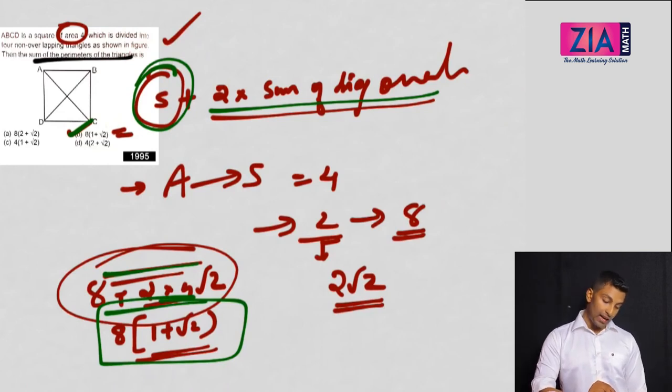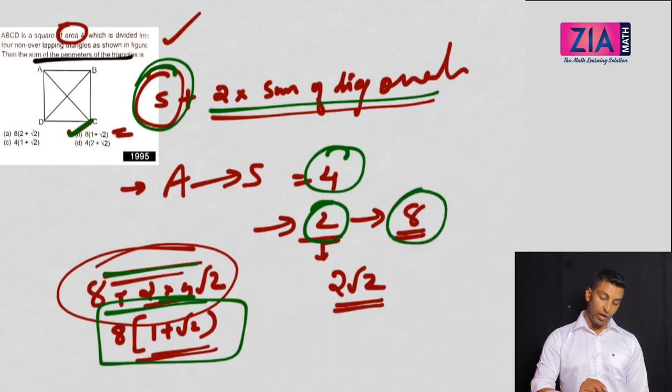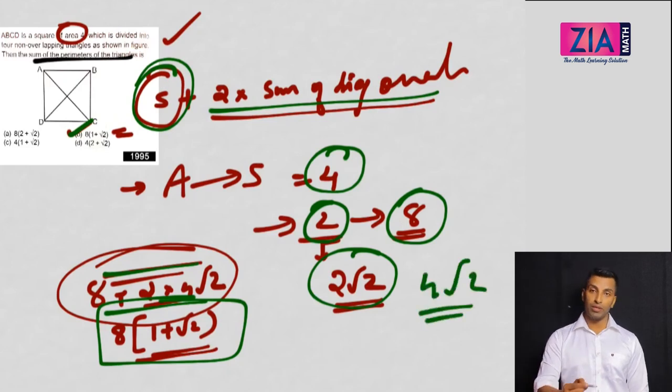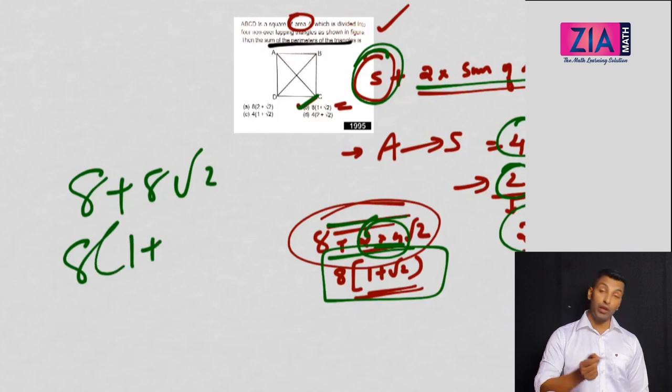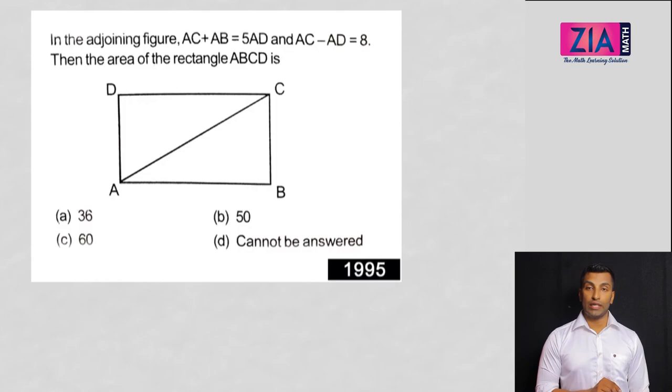So now from the area, which is equal to 4, you got the side which is 2, so the perimeter of the square you get 8, diagonal 2 root 2. So sum of 2 diagonals means 4 root 2. Then take 2 times of it, so that is actually 8 root 2. So effectively what you are getting is 8 plus 8 root 2. If you take out 8, 1 plus root 2. Take a minute and solve this question.